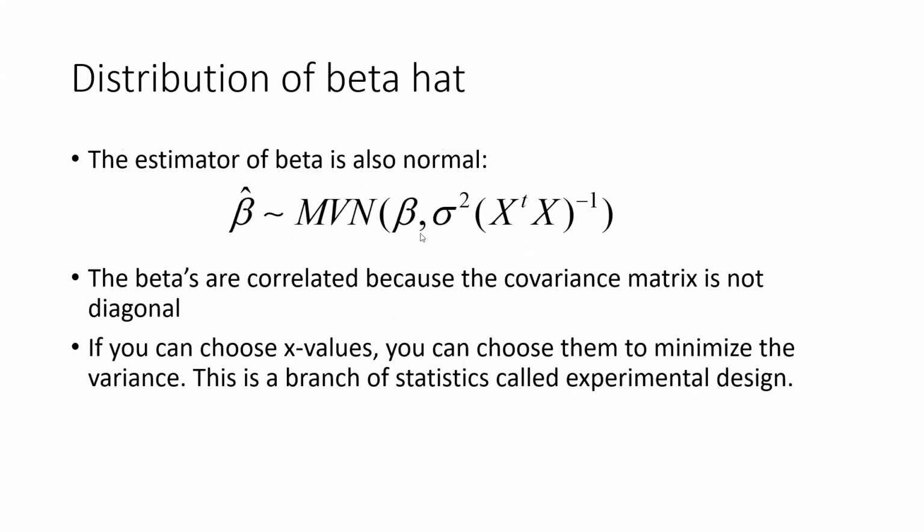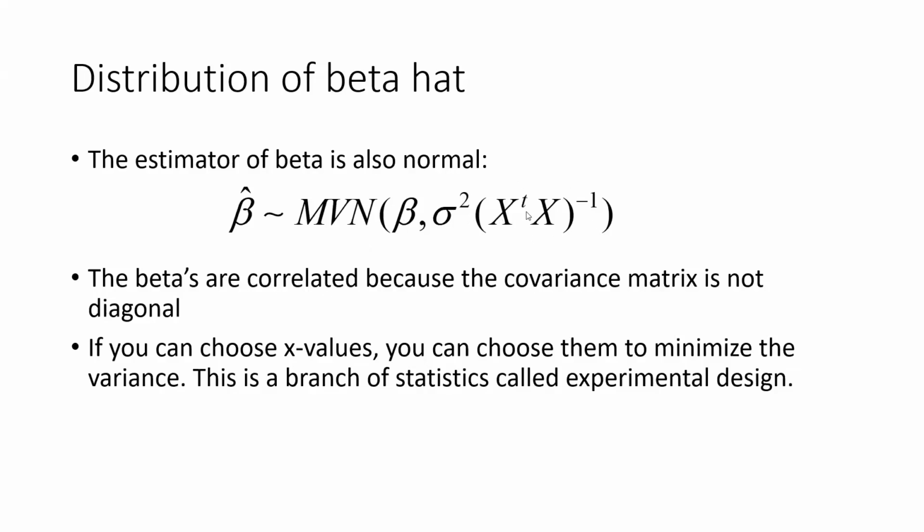That means, given that we know the expected value and the variance, that the beta, which is a vector with p plus 1 entries, because there are p variables and then there's beta 0, is multivariate normal with expected value beta and the variance as we have shown. So this means that the betas are correlated because this variance covariance matrix, sigma squared times this expression, is not in general a diagonal matrix.